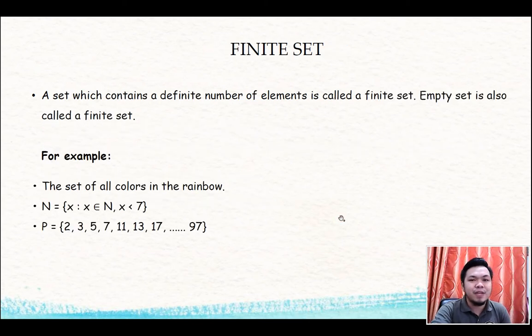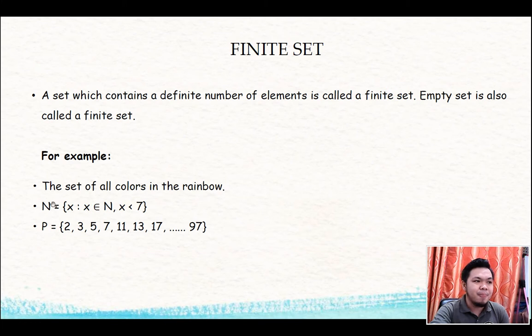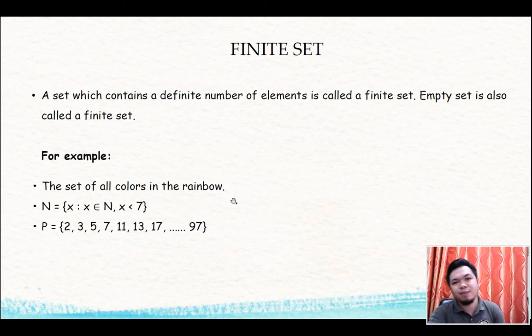Now, let's go with finite set. A set which contains a definite number of elements is called a finite set. Empty set is also called a finite set. Eto po, pag sinabi kasi natin finite set, fix yung elements sa loob. Example, the set of all colors in the rainbow.